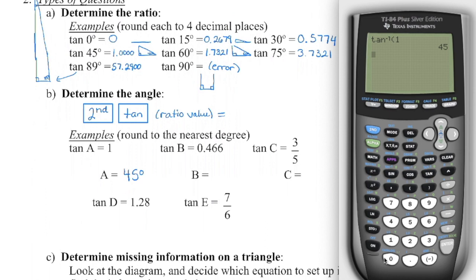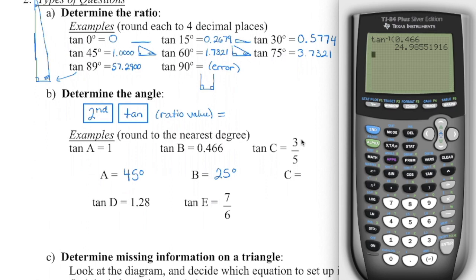Similar to that, we can also take a look at the second one. So if the ratio of the opposite divided by the adjacent is this, I can use that to get the angle. So I'm going to go second function tangent to take the inverse. We're going to go 0.466. And we know any triangle, when we divide the opposite to the adjacent and get that ratio, that tells us, and again, we're rounding to the nearest degree, so because this is a 9, that's going to bump that to a 5. So I know that angle B has to be 25 degrees.